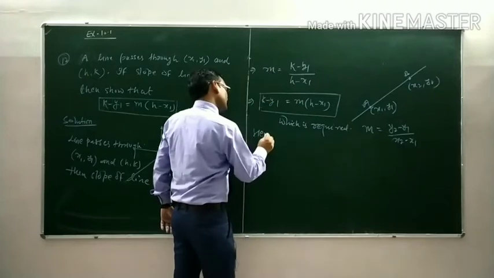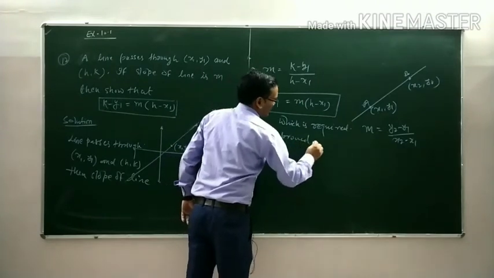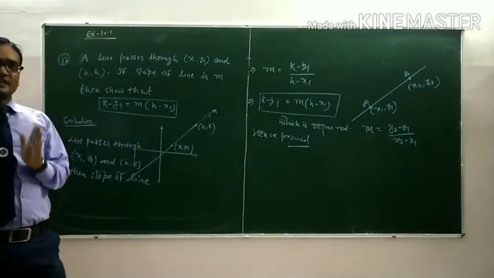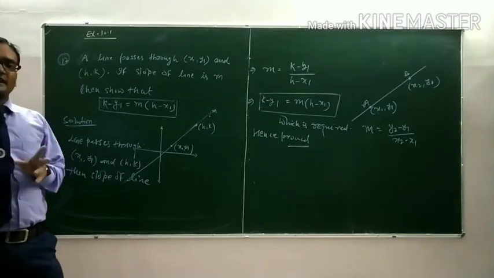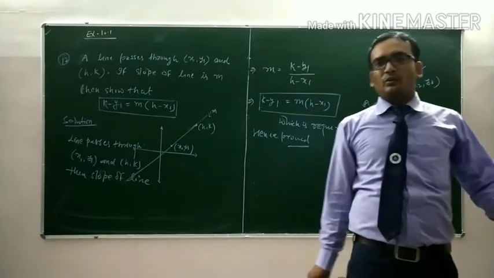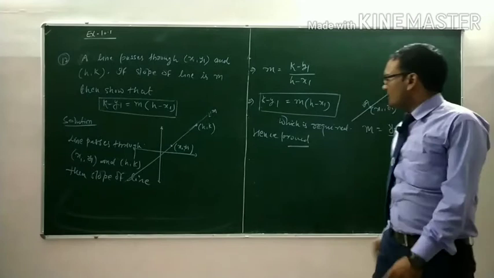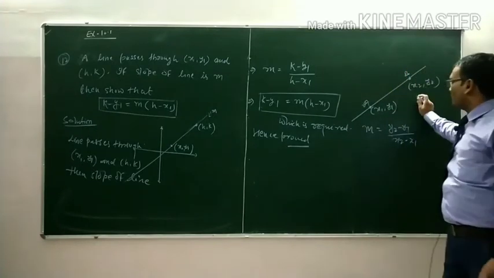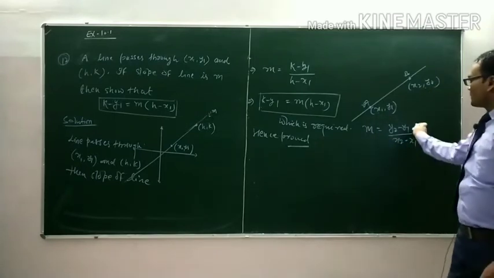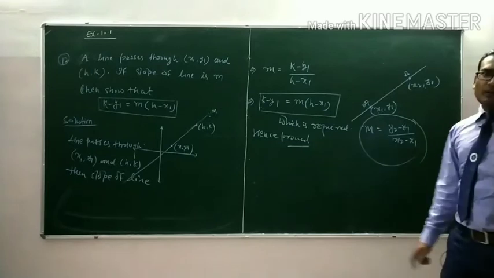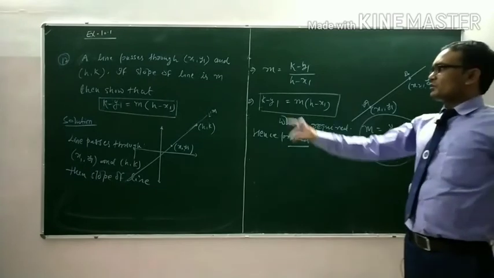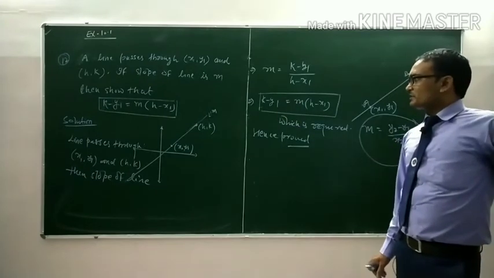Hence proved. In this question it is given that the line passes through 2 points, first x1 comma y1 and next h comma k. We have already learned that the slope of the line through 2 points x1 comma y1 and x2 comma y2 is m equals y2 minus y1 upon x2 minus x1. Using this formula we show that k minus y1 equals m into h minus x1.